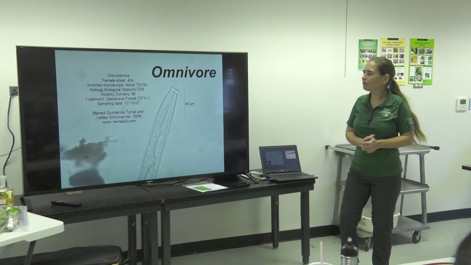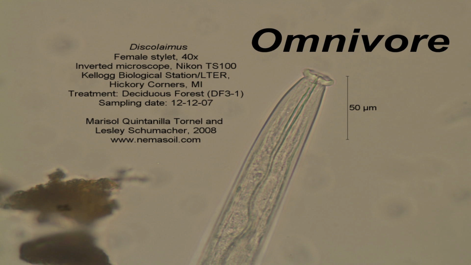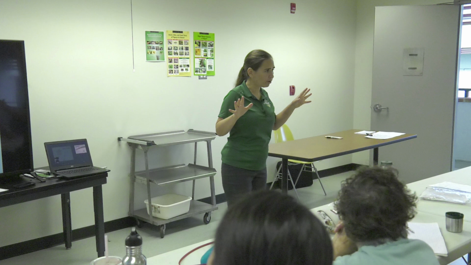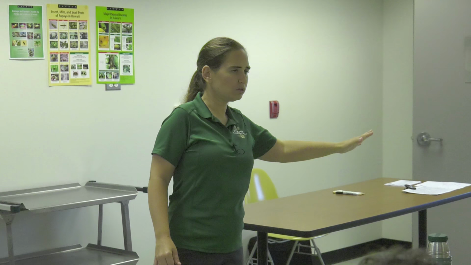Okay, omnivores are nematodes that feed on many things, on many microorganisms and other nematodes, etc. If you have a lot of omnivores, they tend to signal a healthy, very diverse ecosystem, because they are one of the first ones to die or to go down when the ecosystem is disturbed, okay?